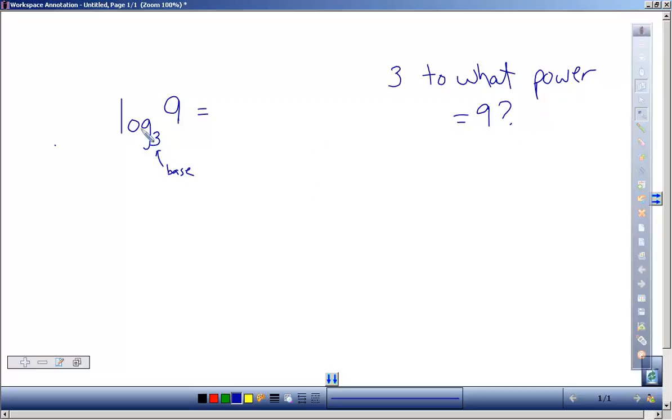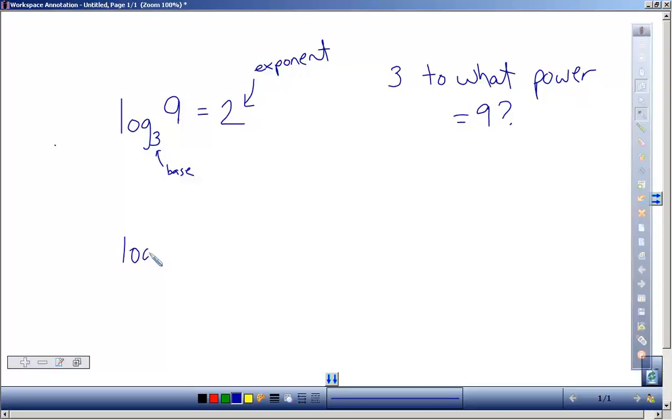So when I'm asking for a log, I'm asking for an exponent. So 3 to what power equals 9? Well, 9 is 3 squared, so that would be equal to 2. The answer is itself the exponent. You are looking for the exponent. So 3 to the second power is equal to 9, and that's what we're looking for. When it asks you to evaluate a log, that's what it's saying.